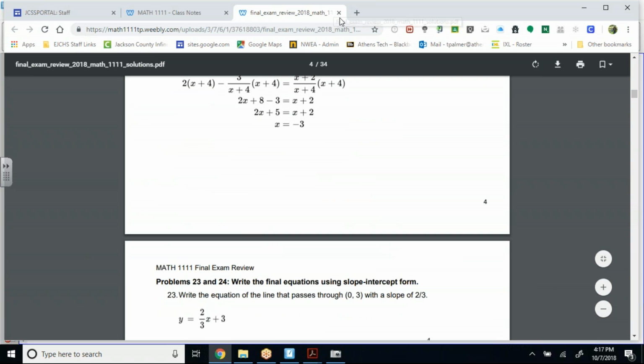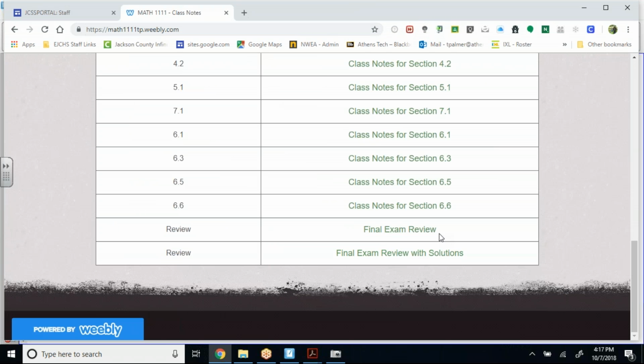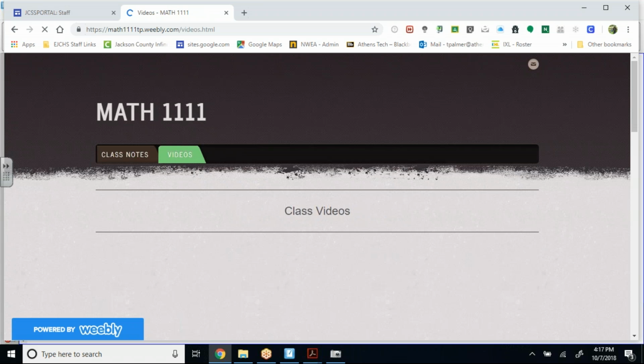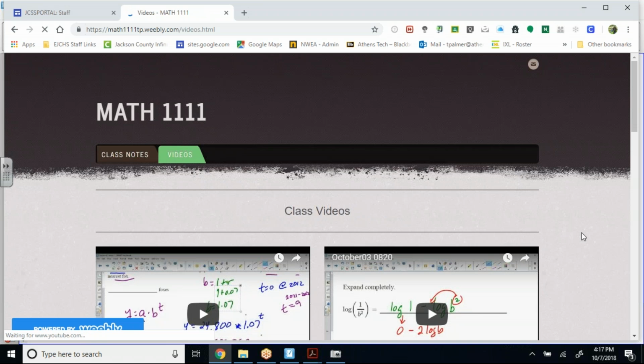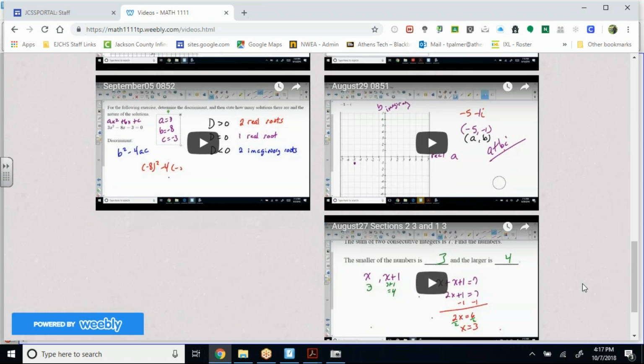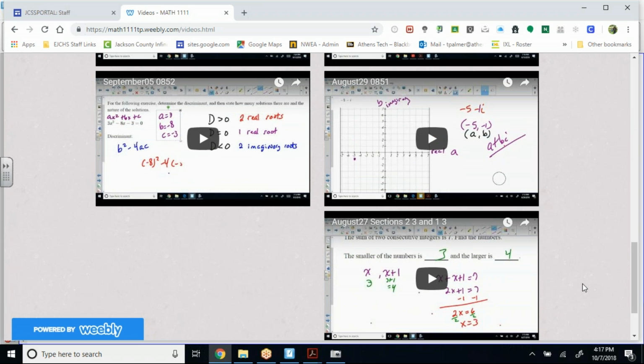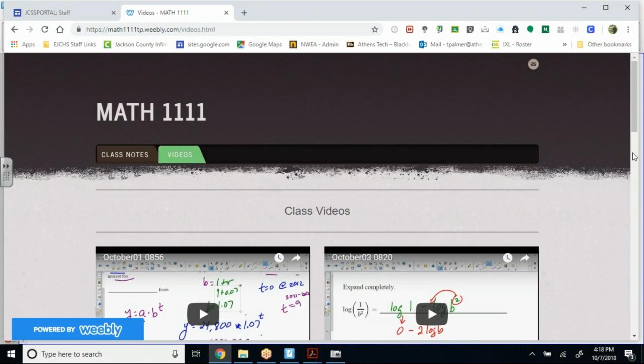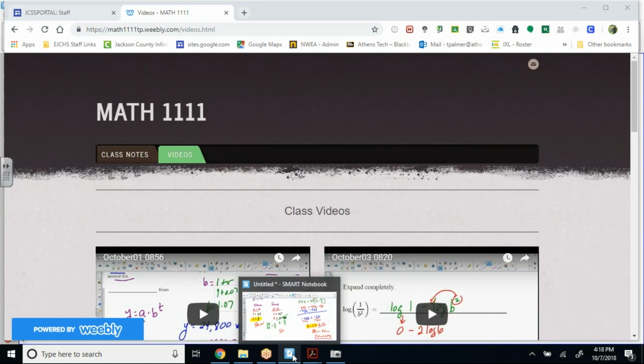It also has, let's open it up in a new window, the final exam review, all the notes, the videos. There we go. And this actually has the last night that we met, October 3rd. So that's all on there. You can see everyone that we started recording back in August the 27th. So just kind of be aware of that. And that's where I'll put this final exam review help session. It will be on this site. So just make sure that you are aware of that.